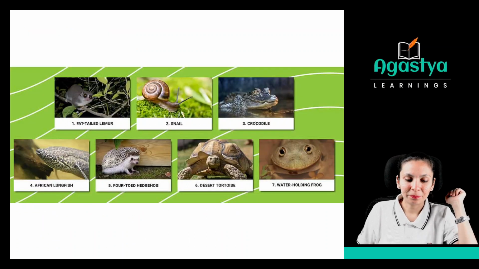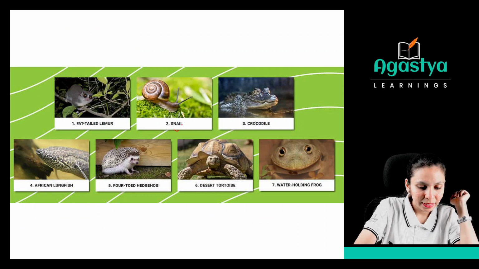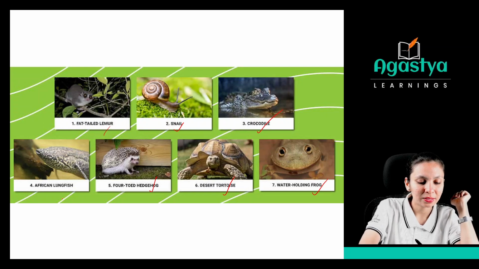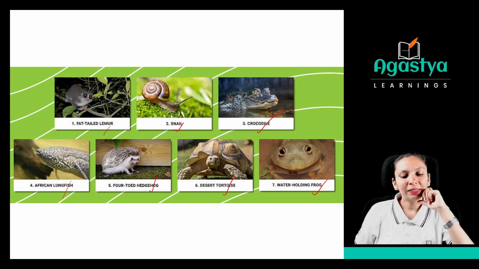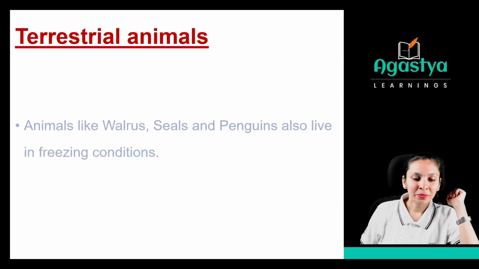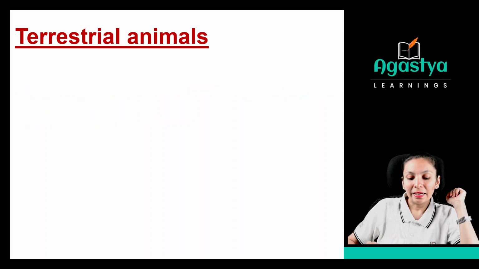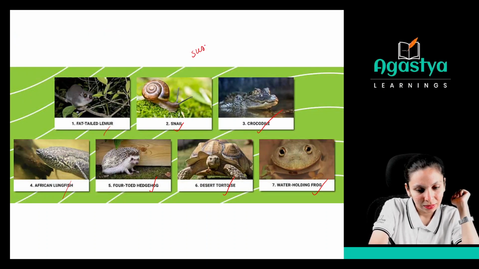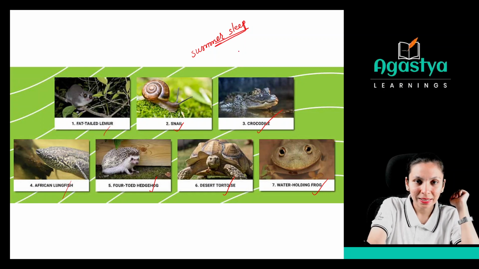Clear? Okay. Now see, what do you observe in this one? Snail is there, hedgehog is there, tortoise is there, frog is there, crocodile is there, lemur is there, lungfish is there. These are examples of terrestrial animals, right? Now see, these animals are doing summer sleep too. Clear?